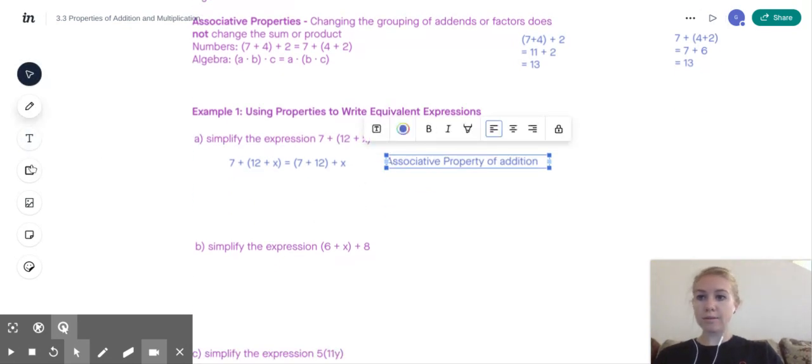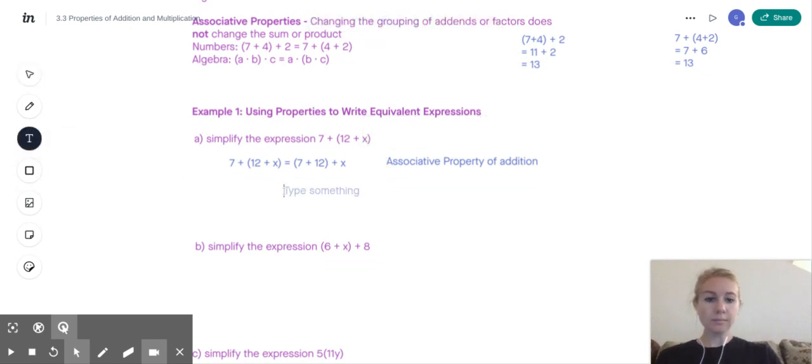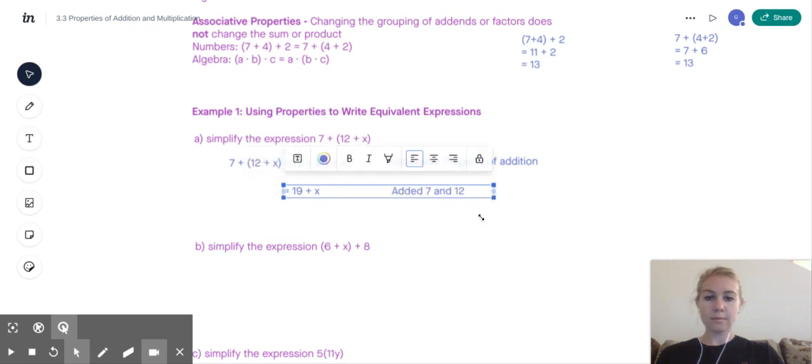Okay, so we're not done yet though. Now we need to solve, right? Because we can solve 7 plus 12. And I know that 7 plus 12 is 19. So we have 19 plus x. Now we don't know what x is, so that's our answer. And what we did in this step is we added 7 and 12. So that's our answer, 19 plus x.